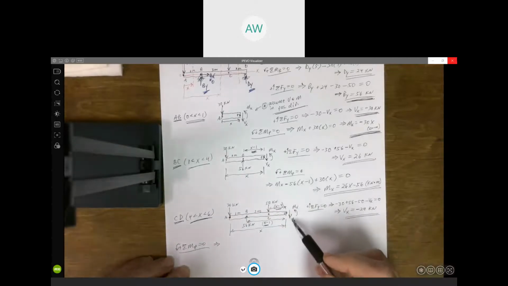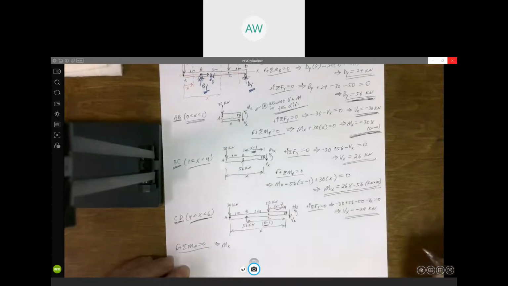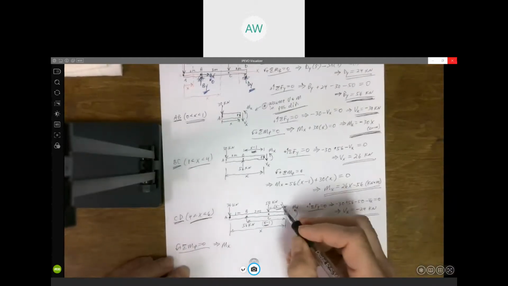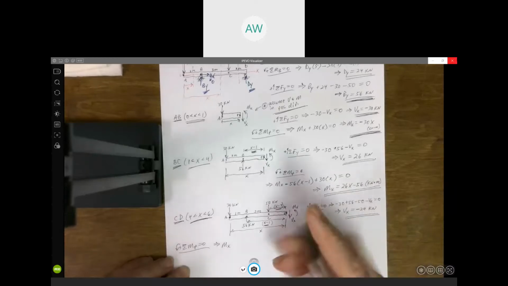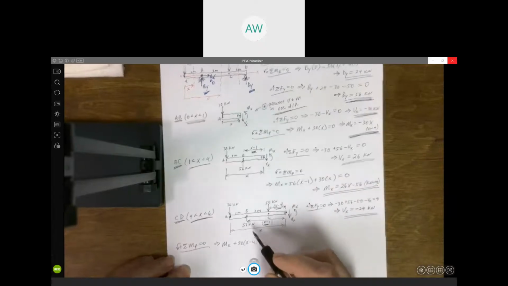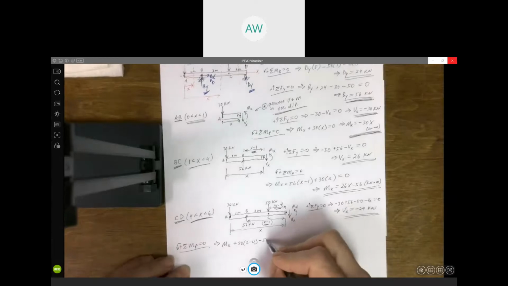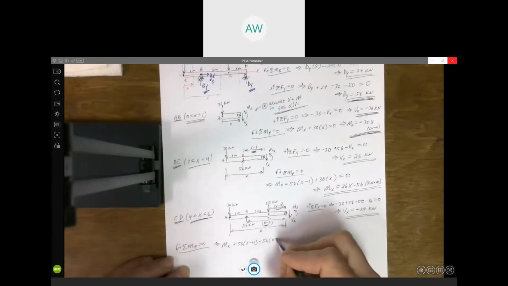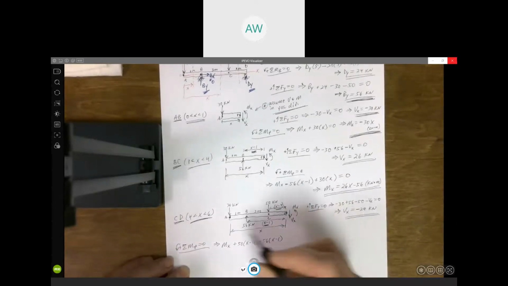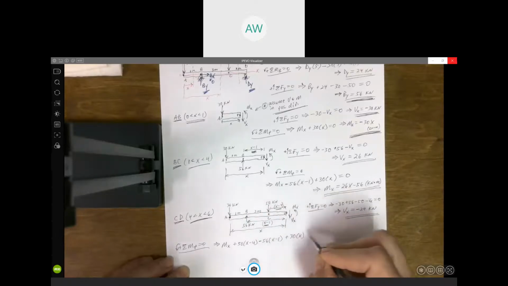So, again, we eliminate V by doing that. I've got my moment Mx. I got 50 times x minus 4. That's a positive moment. The 56 kilonewtons at B is causing a clockwise moment, so minus 56 times x minus 1. And then the 30 kilonewtons finally is causing a positive moment, 30 times x.